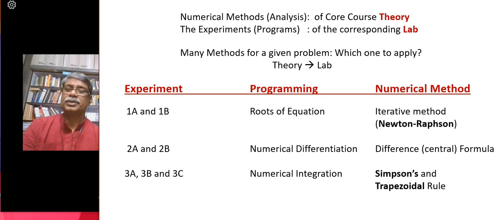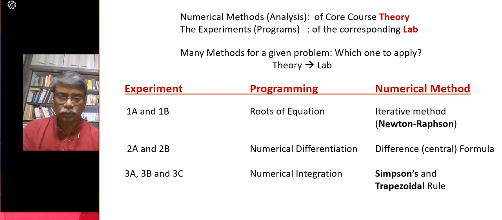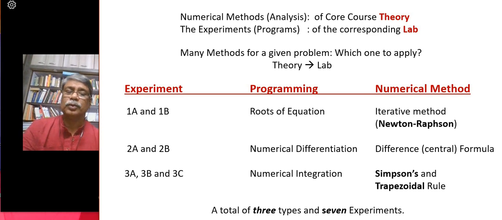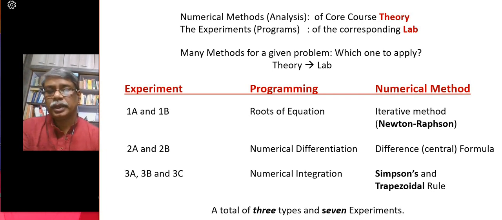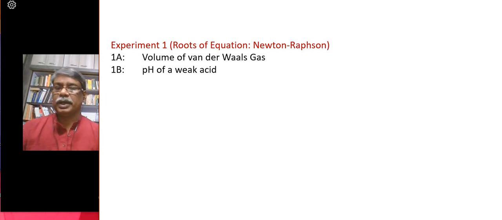And experiments 3A, B, and C use numerical integration, and we will be using either Simpson's 1/3 rule or the trapezoidal rule. So these are the outline: a total of 3 types and 7 experiments we have to encounter. So let us see the names of the experiments. Experiment 1, type 1, is basically on roots of equation by Newton-Raphson.